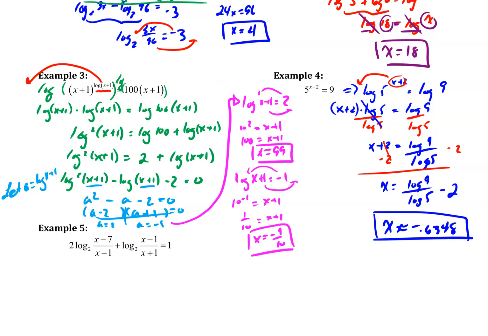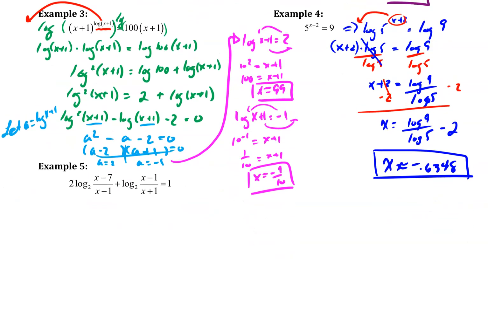So, a different type of question, but perfectly fine. Nothing wrong with getting a decimal answer. A lot of times we do. Just got to be extra careful. All right, and last but not least, example number 5.